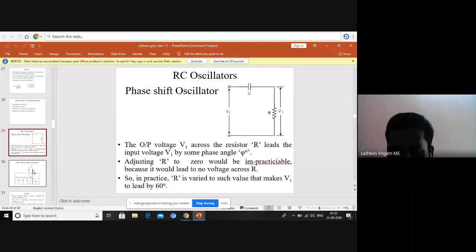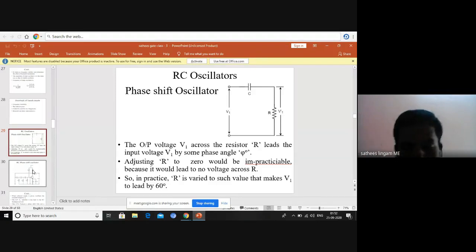Leads and lagging. Leads means the phase leads, and phase lagging. Another name is in phase. Somewhere you may hear the words current is in phase, or current is out of phase with the voltage. Likewise, you may hear such words.